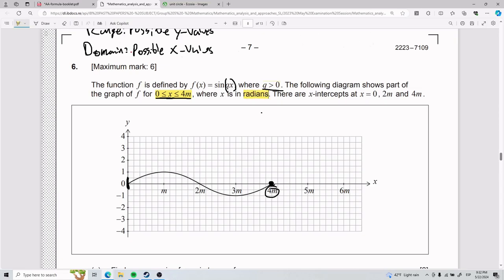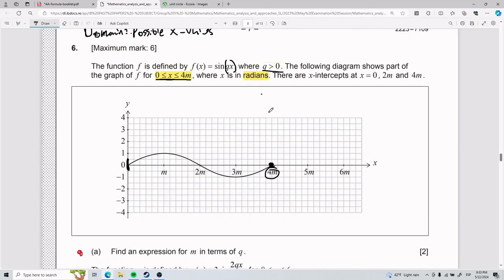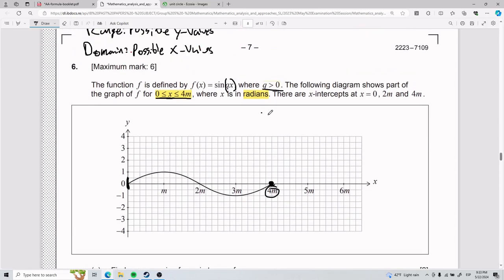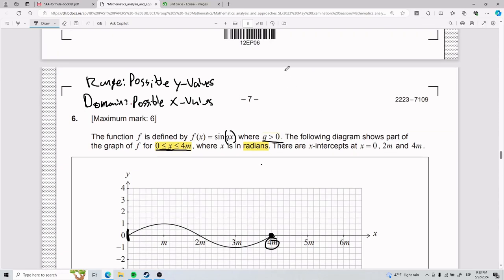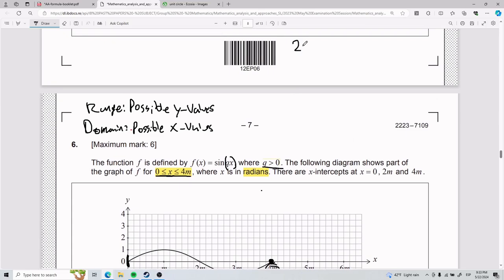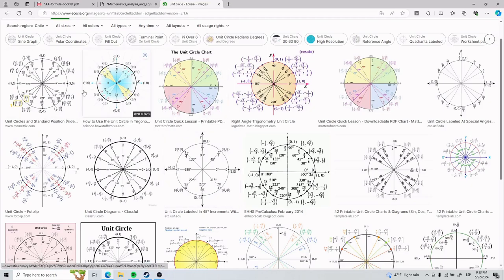Now, what the heck are radians? Radians is just a way to express degrees. All right, so let me just give you an example. It'll make a little bit more sense. 2 pi radians equals 360 degrees, while 1 pi radian equals 180 degrees. It might make a little bit more sense if you look at a unit circle graph.